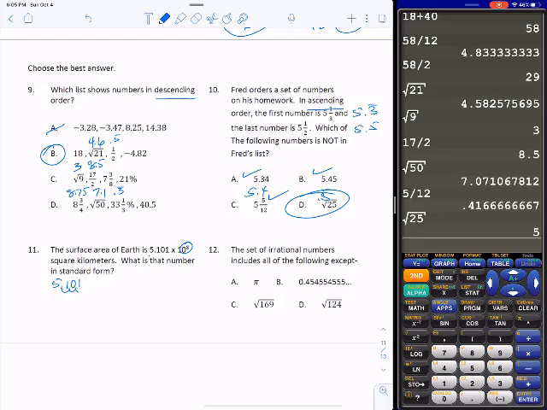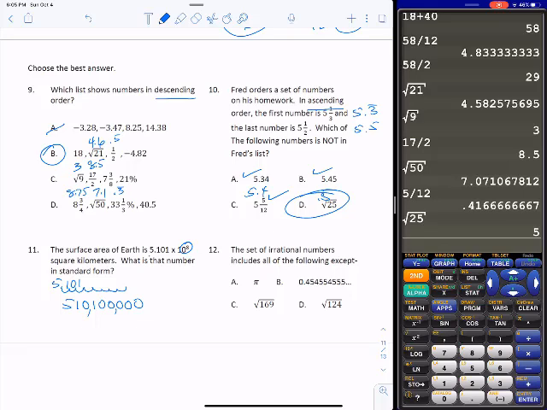So here's 1, 2, 3 places. Then I got to go 5 more. 1, 2, 3, 4, 5. So that means your number's going to be 5101, and then 5 extra zeros. So that number would actually be 510,100,000 kilometers.